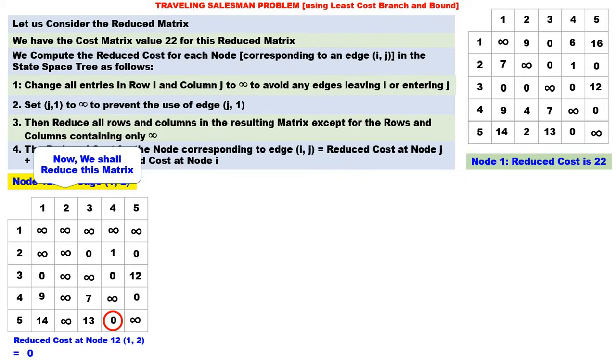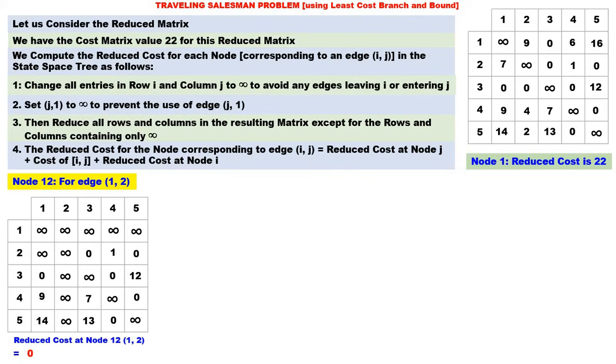Now we come to the columns. First column, 0 is the minimum element, therefore no change. Second column, all the elements are infinity, we need not worry. Third column, 0 is the minimum element. Fourth column, again 0 is the smallest element. Fifth column, again 0 is the minimum element. So totally the reduced cost is 0 only. That is the total cost. Reduced cost for node 1 comma 2 is 0.